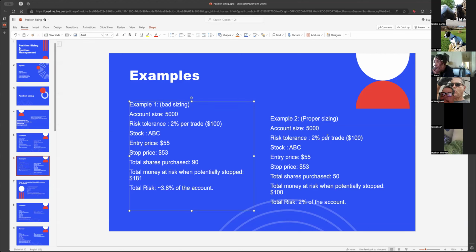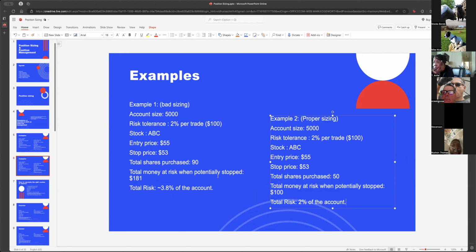What does proper sizing look like? How can you limit this 3.8% loss? You can reduce the number of shares which you purchased. So how about you buy 50 shares instead? When you buy 50 shares, your overall risk drops to $100, which is 2% of your entire account.